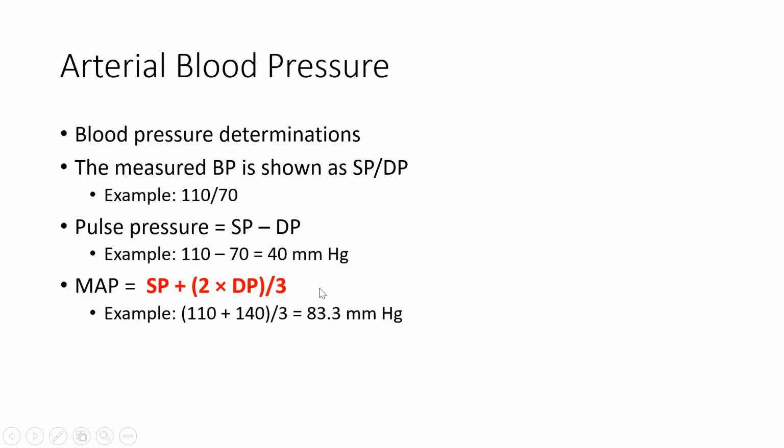Now, I want us to think about why we calculate the mean arterial pressure this way. So we use the systolic pressure, and then we use 2 times the diastolic pressure. Can anyone think about why we actually multiply diastolic pressure by 2? If we're thinking about the average pressure in the aorta throughout the entire cardiac cycle, why do we take systolic pressure into account once, but diastolic pressure into account twice?